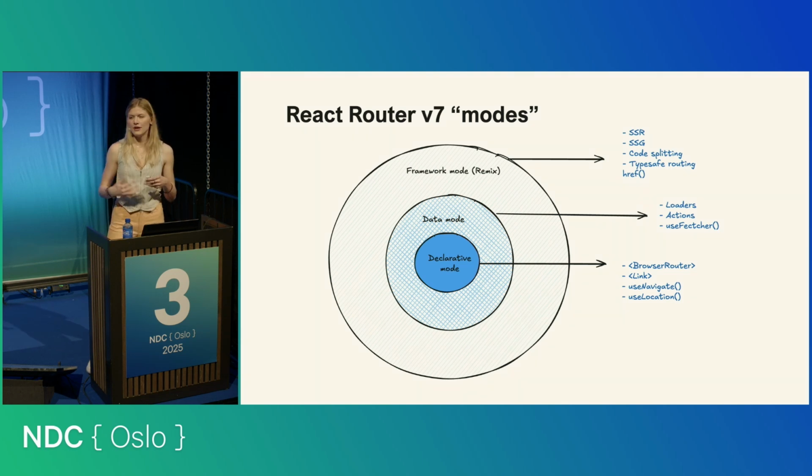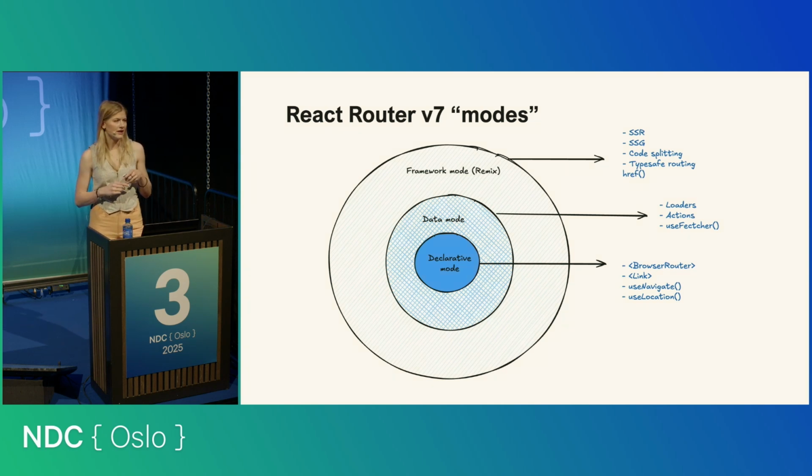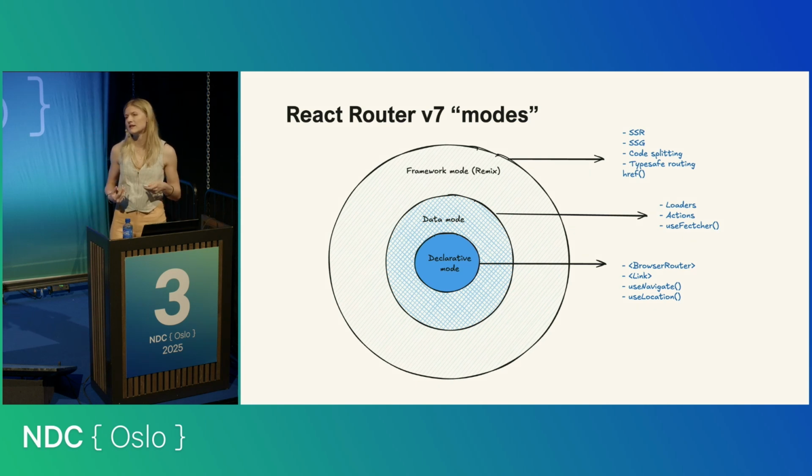And then finally, the framework mode is wrapped with a Vite plugin, which provides the full React Router full stack experience, basically everything that Remix had, like intelligent code splitting, SSR, and there's also some new stuff in React Router v7, like type-safe route modules, and there's an href utility, which we're going to see later, and they also added static rendering, which they didn't have before.